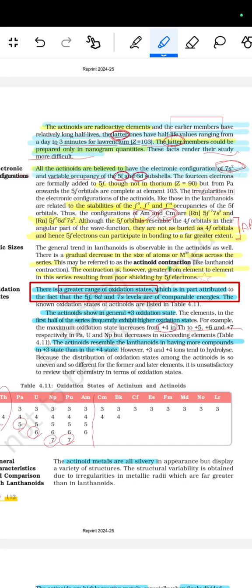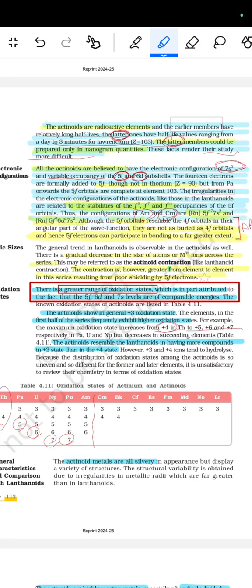and the 6d subshells. The 14 electrons are formally added to the 5f, though not in thorium (Z = 90), but from Pa onwards, the 5f orbitals are complete at element 103. The irregularities in the electronic configuration of the actinoids, like those in the lanthanoids, are related to the stability of the f0, f7, f14 occupancy of the 5f orbitals. Thus, the configurations of americium and curium are [Rn]5f7 7s2 and [Rn]5f7 6d1 7s2.